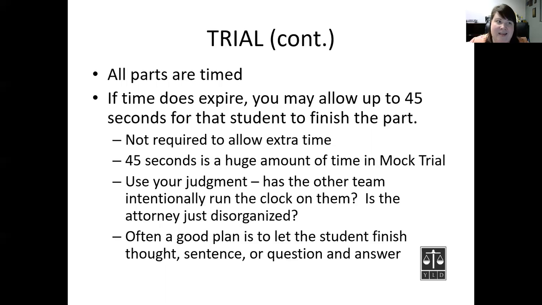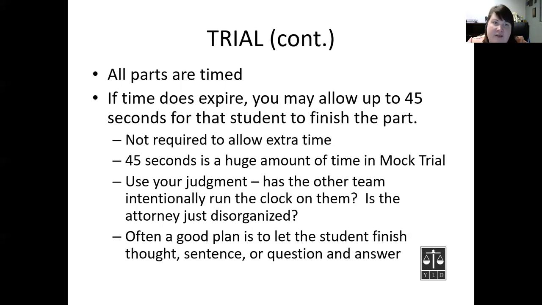For an open, they get, I think it's 4 minutes, and so if you give them 45 seconds, that's almost 20 or 25% more time. It's a lot of time if you think about it. So use your best judgment. Think about things like whether the other team has intentionally run the clock on cross-examination by talking no matter what cross techniques are used. Is the attorney just disorganized? Have there been a lot of conferences with co-counsel? Think about those kinds of things and use your judgment on how much to give them. Good compromises are often letting the student finish their thought. If it's a statement or an argument, let them finish one question and get the answer in, something like that.